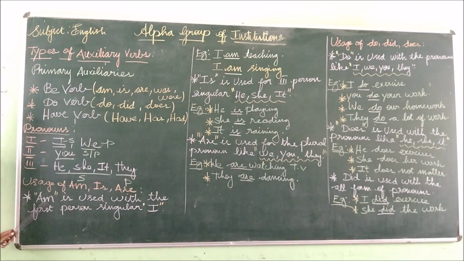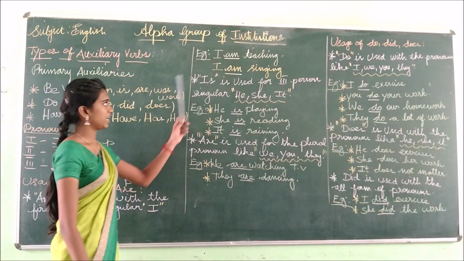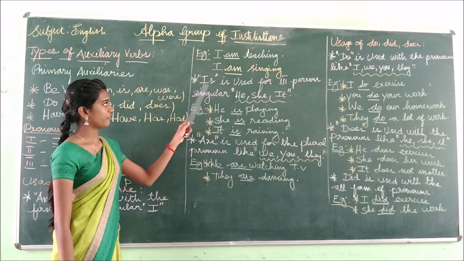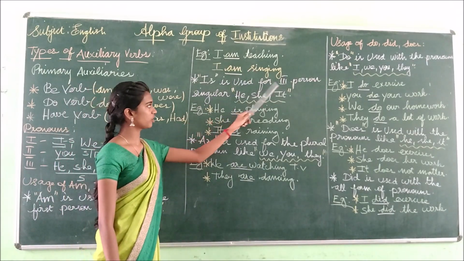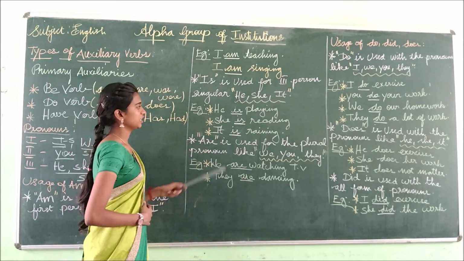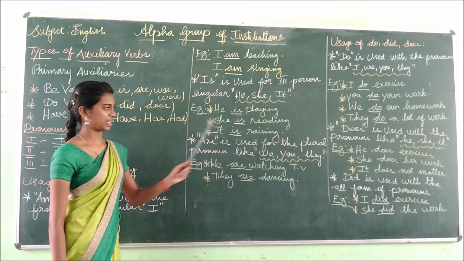So where to use am? Am is used with the first person singular I. So first person singular is I. So in that case we have to use am. Example, I am teaching, I am singing. And where to use is, this is used for third person singular, he, she, it. Example, he is playing, she is reading, it is raining.